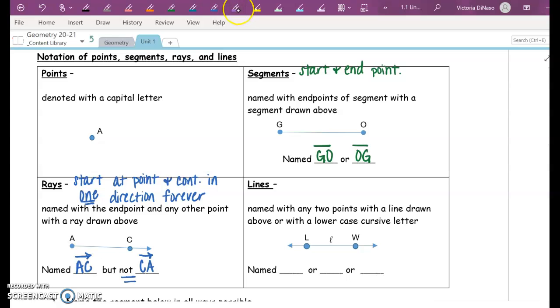And then finally we have lines. Lines continue in both directions forever. There are 3 ways to name this line. We can call it LW with an arrow on either end. We can call it WL. So in this case, we can flip the direction because there are arrows going through both W and the L, or we can call it by its cursive letter.